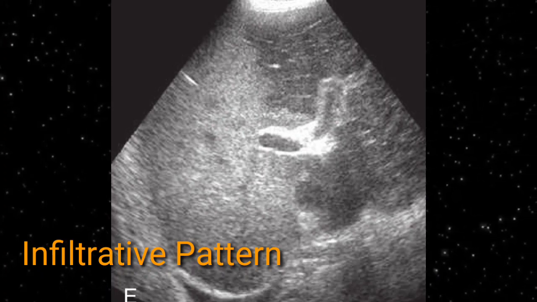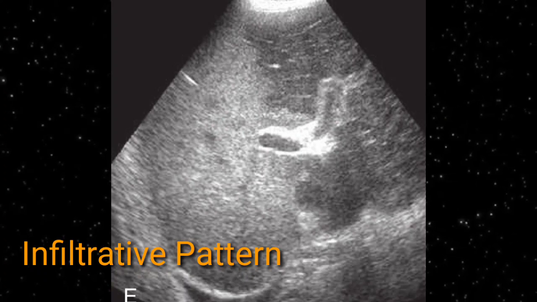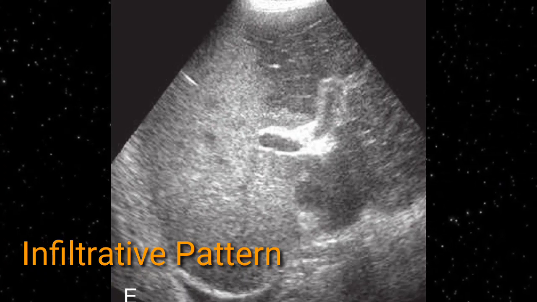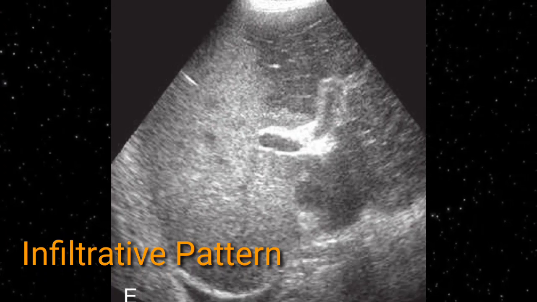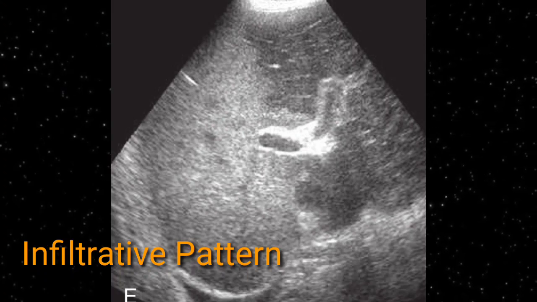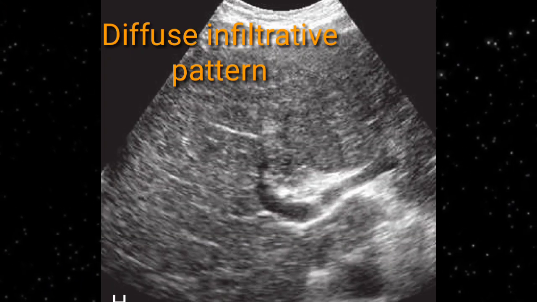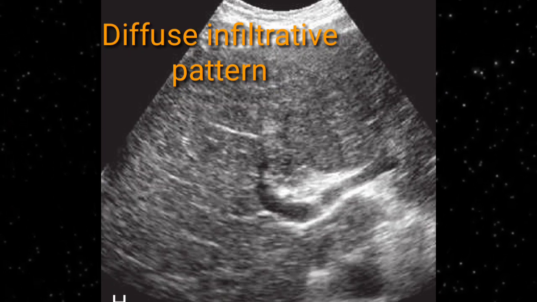It's usually seen occupying the left lobe, the entire left lobe is involved, the right lobe is okay, and the margin you can appreciate is all well. The portal vein is clearly visible, so this is a particularly diffuse infiltrative pattern. This type of metastatic pattern is really difficult to appreciate and distinguish.